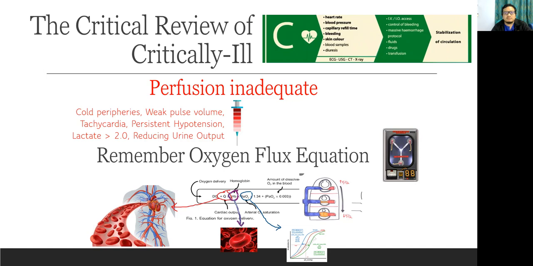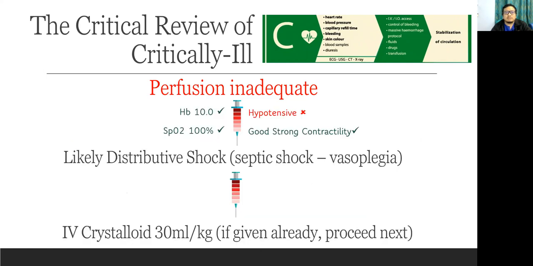You have to remember the oxygen flux equation, okay? Go back to the cardiac output, HB, saturation, PaO2, and so on. So remember, HB is good, 10 for this patient, let's say. SpO2 100%. You check the echo, good strong contractility of the left ventricle. But the patient is still in hypotension. It's likely to be distributive shock, which is septic shock and vasoplegia.